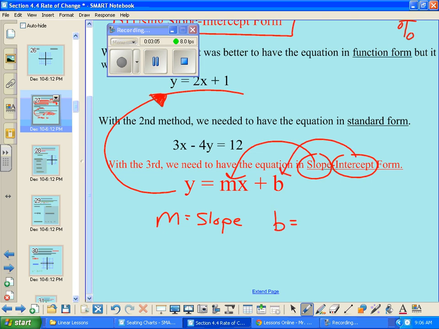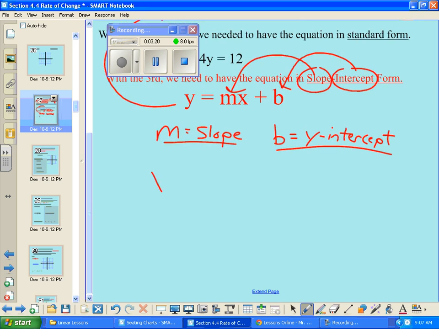So m is the slope, and then what I'm finding here for b, as I'll explain on the next page, is going to be the y-intercept. This is why it's called slope-intercept form. Because if I'm looking at an equation in this form, those are the two things that I can pick out easily. I can just pick out the slope and the y-intercept just by looking at it.